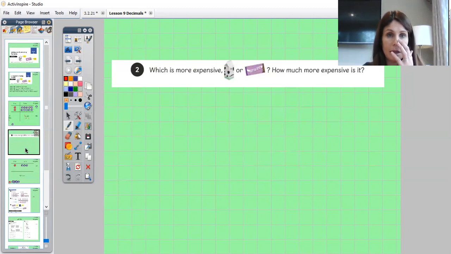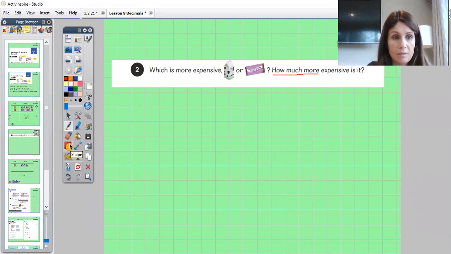Okay, let's have a look at another one then. Which is more expensive, the milk or the chocolate? Now remember, the milk costs £1.30 and the chocolate costs 80p. So we know that the milk is more expensive, but then the next question, this is where we do our working out, how much more expensive is it?